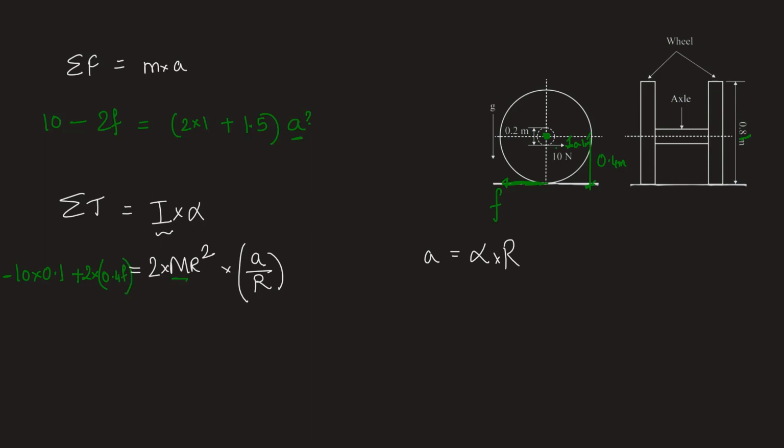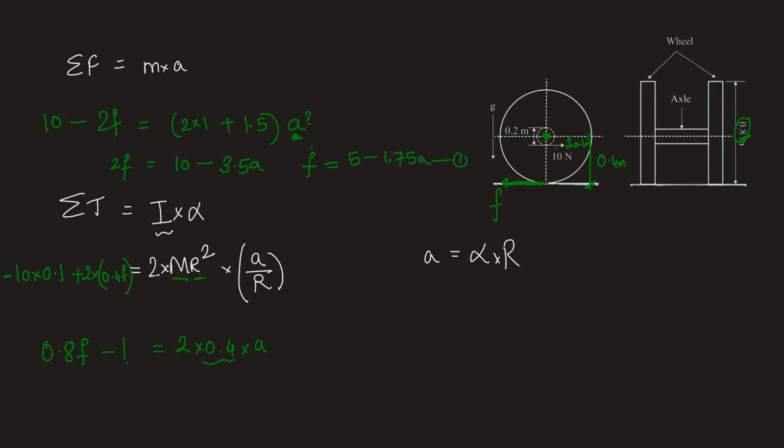Now putting the value of mass and radius of the wheel, we will have 0.8 times F minus 1 equal to 2 into 1 into A into R. So we have 2 into 0.4 into A. Diameter is 0.8, we have to find out radius and then put it here. Now coming back to the first equation, we need to find out A. So we can put F in terms of A in the second equation. From here, 2F will be equal to 10 minus 2 plus 1.5, which is 3.5, so 10 minus 3.5A, and therefore F will be equal to 5 minus 3.5 by 2, which is 1.75 times A.